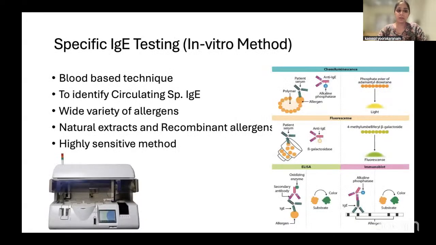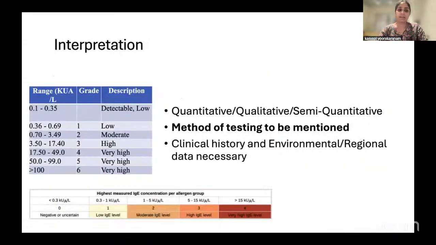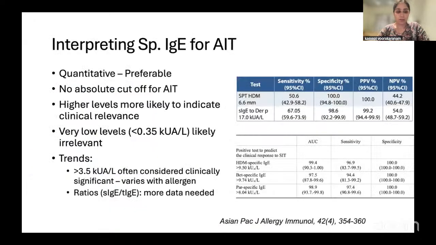Moving on to the specific IgE testing, as we all know, it's a blood-based test to identify the circulating specific IgE levels, where almost 200 to 300 different antigens can be tested, which is a very highly sensitive method of testing for specific IgEs. The interpretation again is either qualitative, quantitative, or semi-quantitative, quantitative being the most reliable. ImmunoCAP is the most quantitative technique that is available. So as I said, quantitative is preferable.